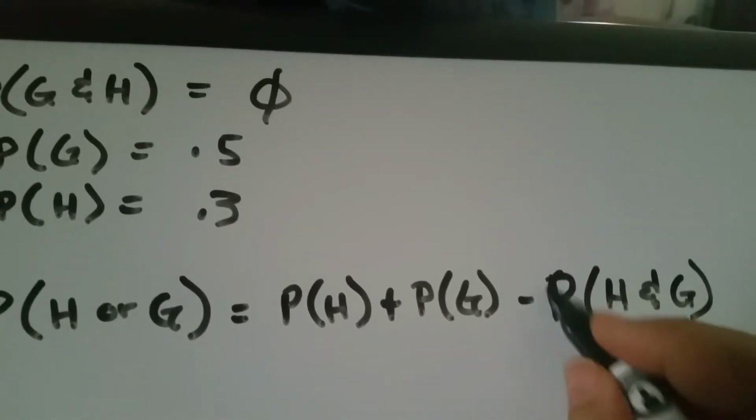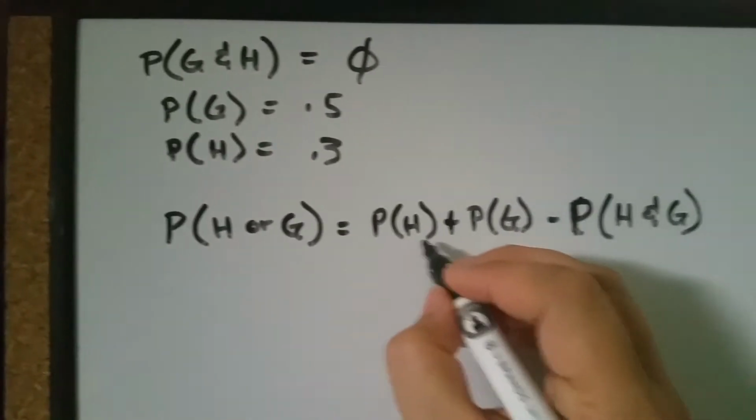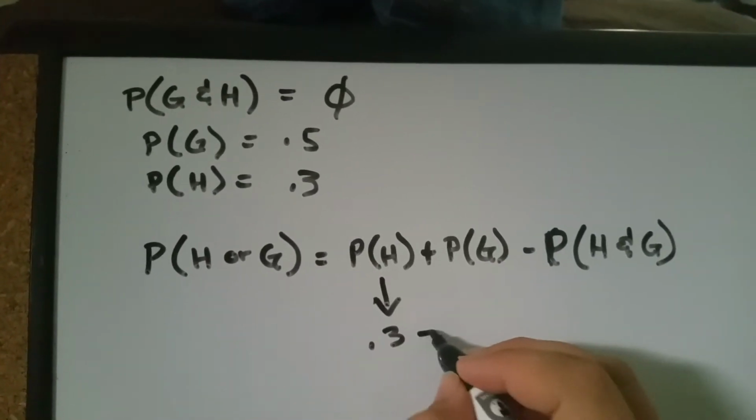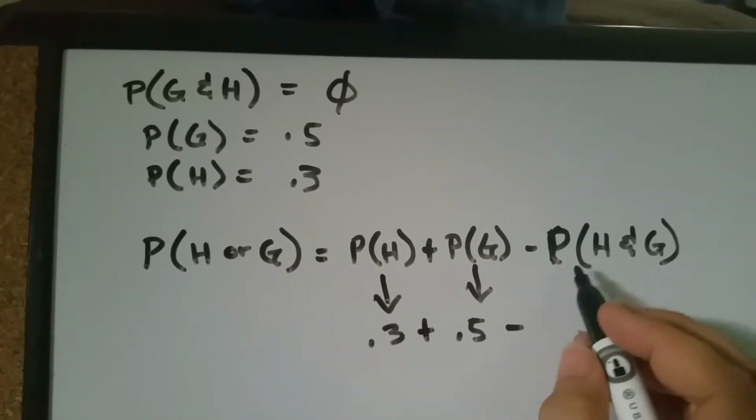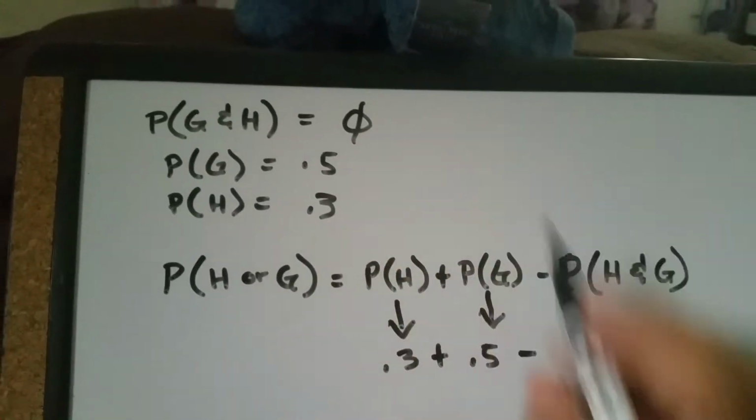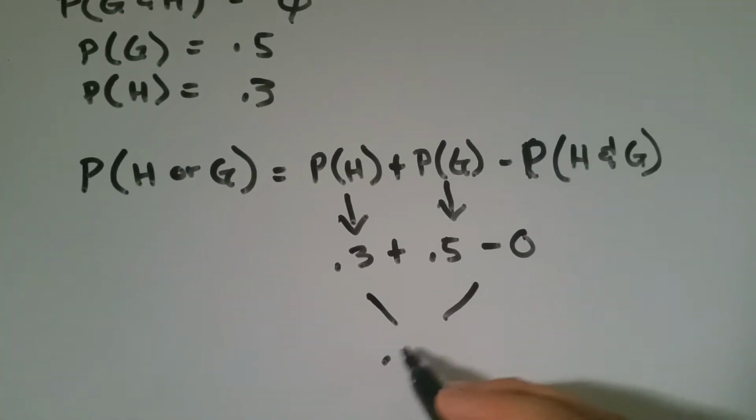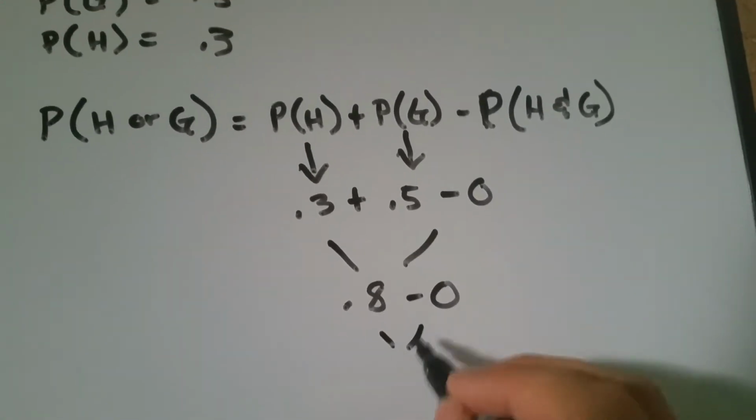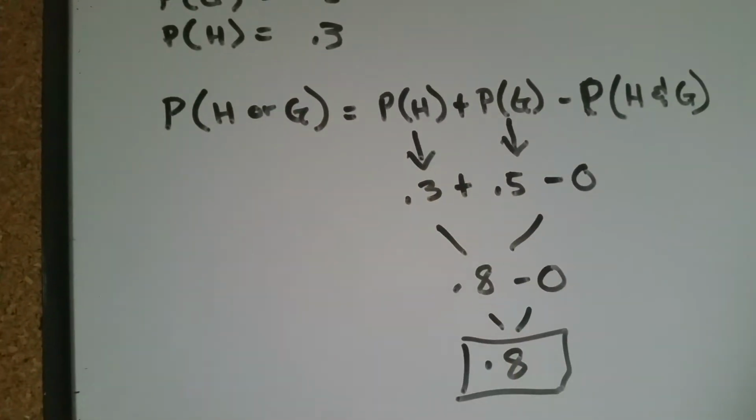Now, do we have all of that? Do we have all of these already mapped out for us? If we really pay attention to that mutually exclusive, then yes, we do. So we have H. What is H for me? It's 0.3. For you, it might be something else. What is the G? It's 0.5. Minus, what is the H and G? We know, mutually exclusive, it's 0. Total all of that together, 0.3 plus 0.5, and it's 0.8. So the probability of H or G is 0.8.